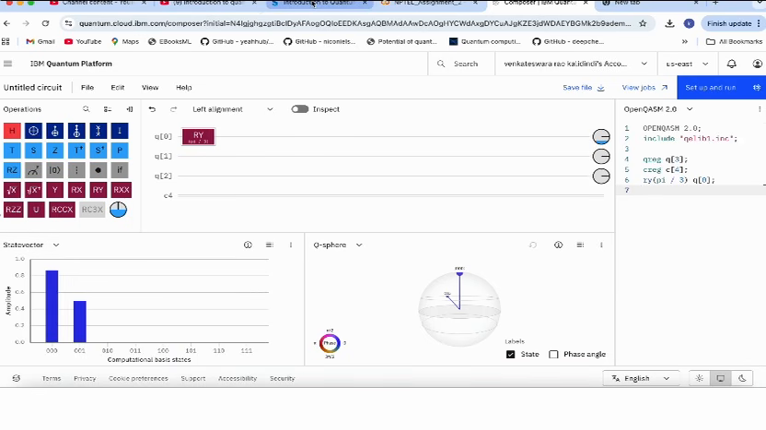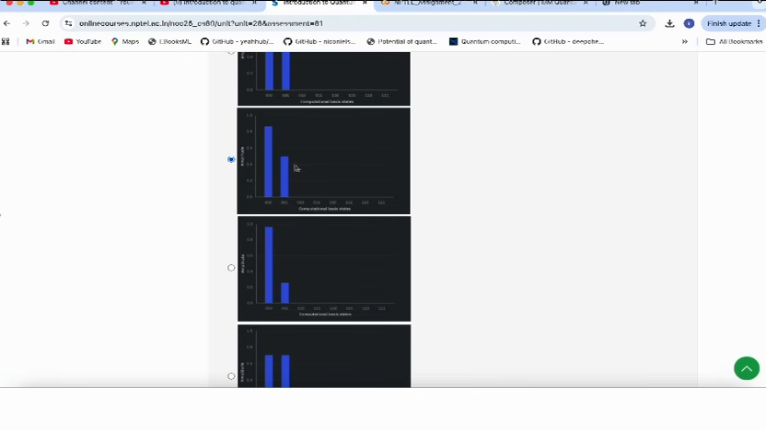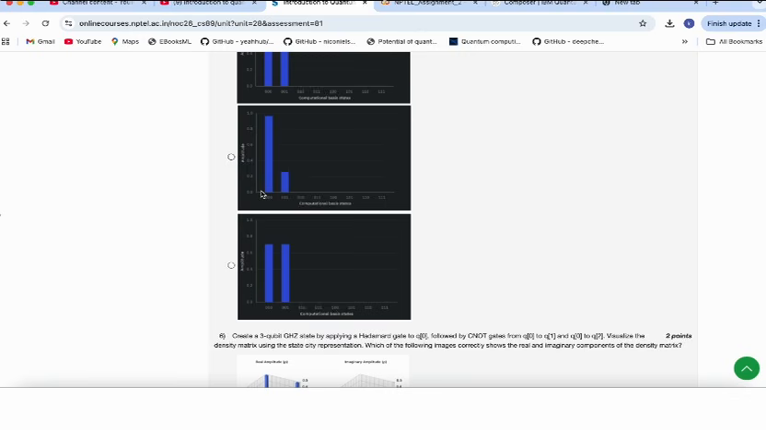Now let us go and see the options. This is not the option, and this is C. 0.8 was 000 and 001 was 0.4. This is the correct answer. Many solutions on YouTube have given a different one, which is the wrong answer.